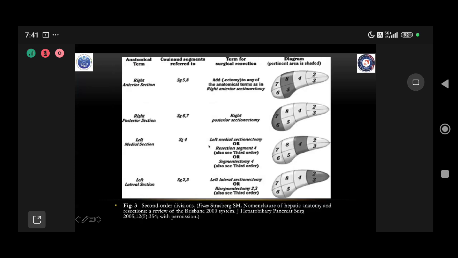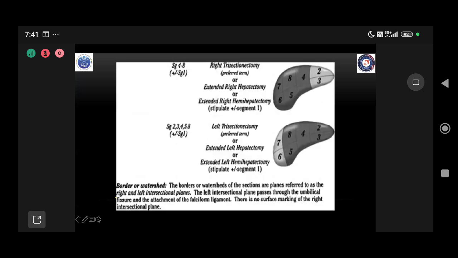And once you want to do a segmental resection, 5-8 is the right anterior section, and 6-7 is the posterior section. Segment 4 is the left medial section, and 2-3 are the left lateral sections. Once you also add the caudate to this, it has to be mentioned separately. This is especially true for cholangiocarcinoma, where you need to remove the caudate as a part of a complete resection. And once you extend it to the other side and remove an additional portion, this is a right trisectionectomy or an extended right hepatectomy as we commonly call it.